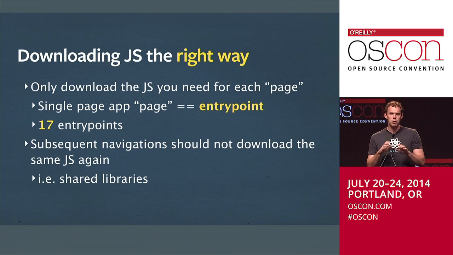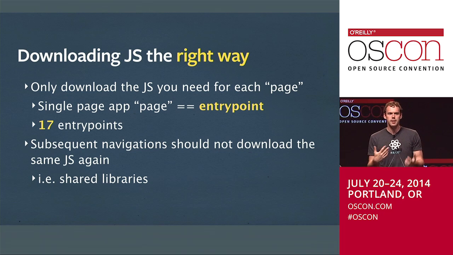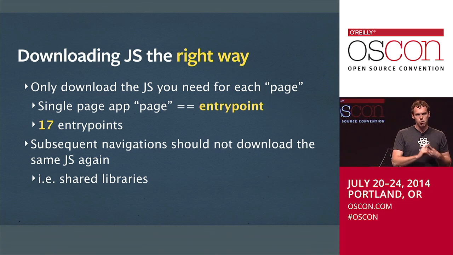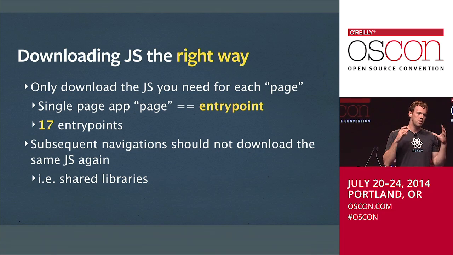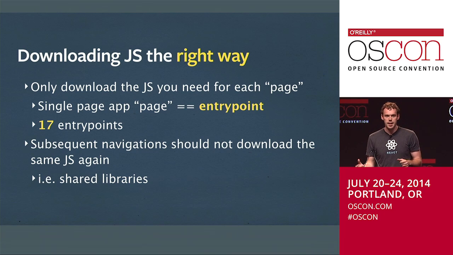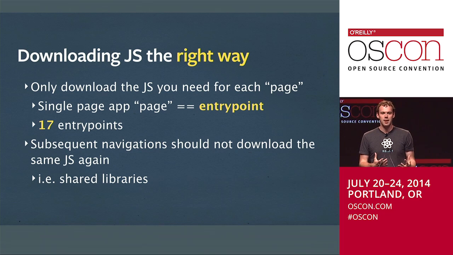So rather than calling those two sections, the feed and the profile, pages, let's call them entry points instead. So Instagram.com has 17 entry points, just to give you an idea of the relative numbers here. So we really want two properties in our system. The first is that we only want to download the JavaScript that we need at a given point in time. So when you go to the profile, you don't want to have to download all of the JavaScript for the feed, because that's completely unnecessary. You might not even be going to the feed. And when you scale up to 17 entry points, that's effectively downloading 17 different applications just to use one.